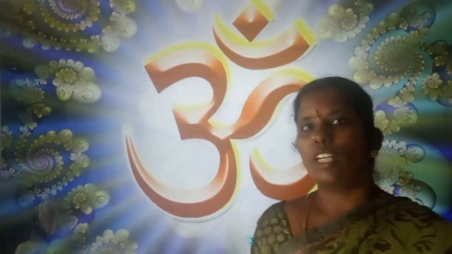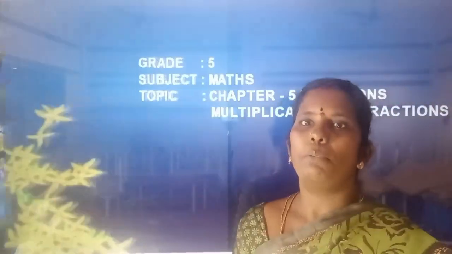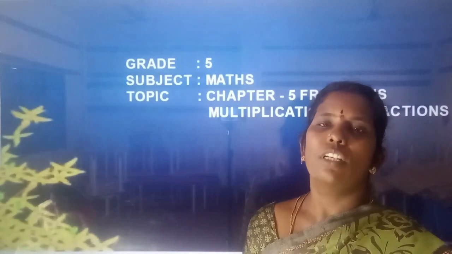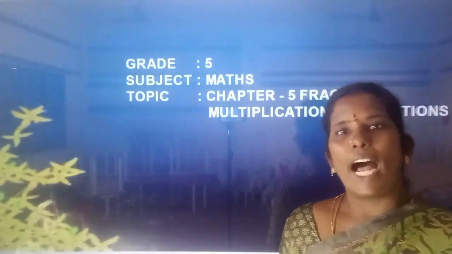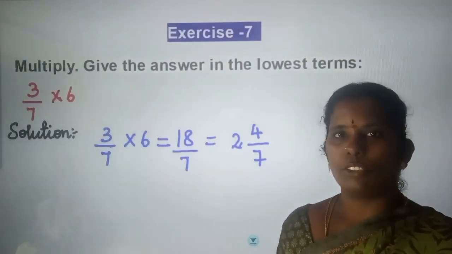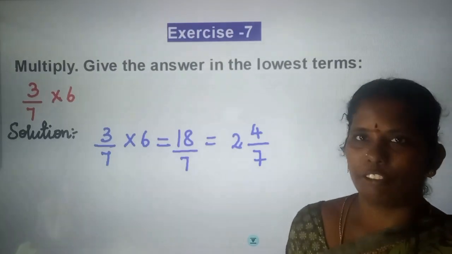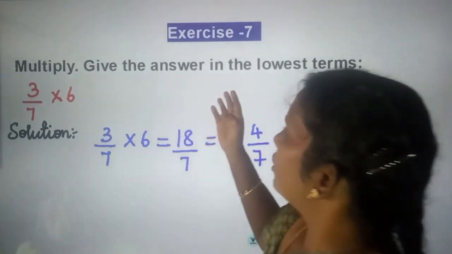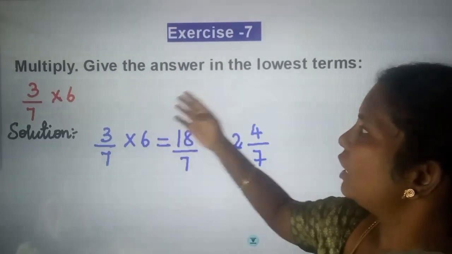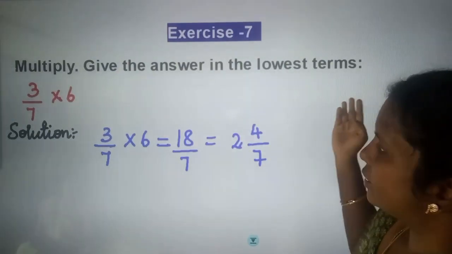Today we are going to see about fractions, continuation, multiplication of fractions. In the last class we have seen about addition and subtraction of fractions. Today we are going to see about multiplication of fractions. See children, exercise 7 sums, multiply, give the answer in the lowest terms.